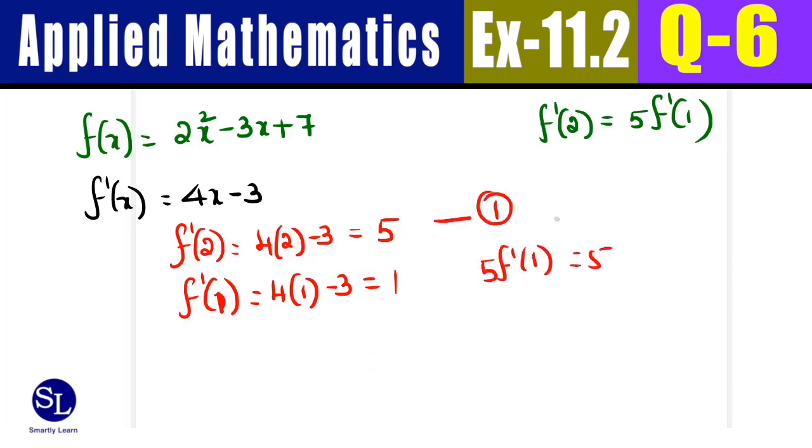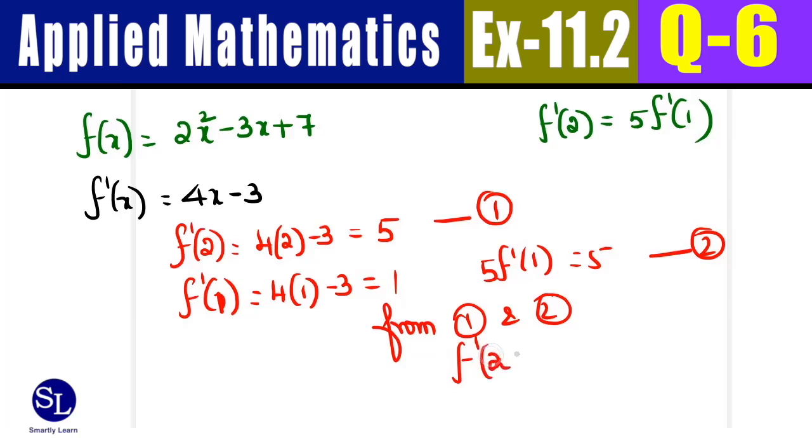If I write this as equation 1 and equation 2, I can simply say from 1 and 2, we are simply able to prove f dash of 2 is equal to 5 times of f dash of 1, and hence proved. A very simple and an easy problem.